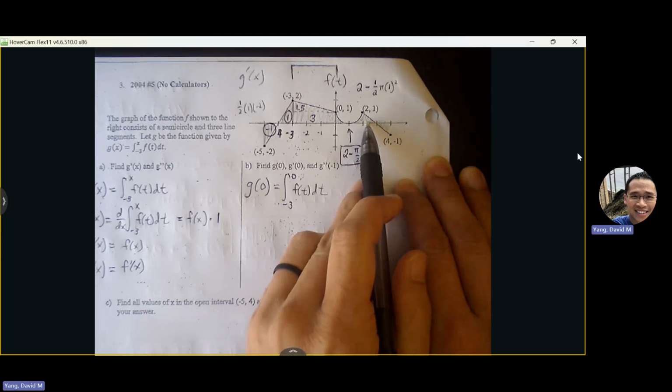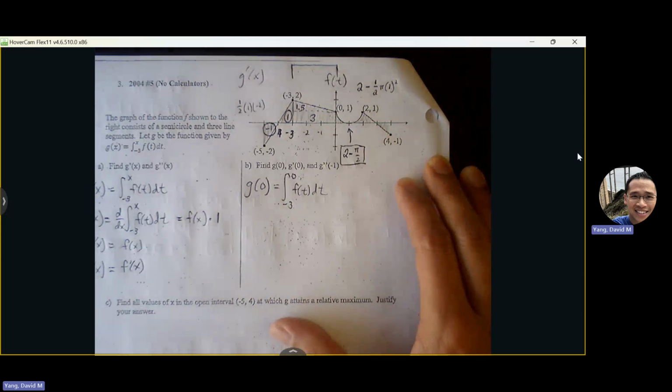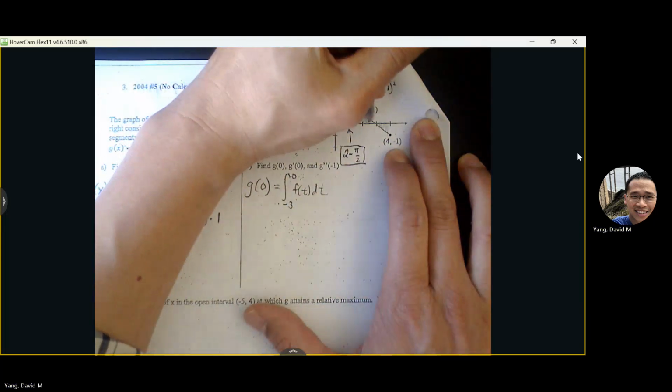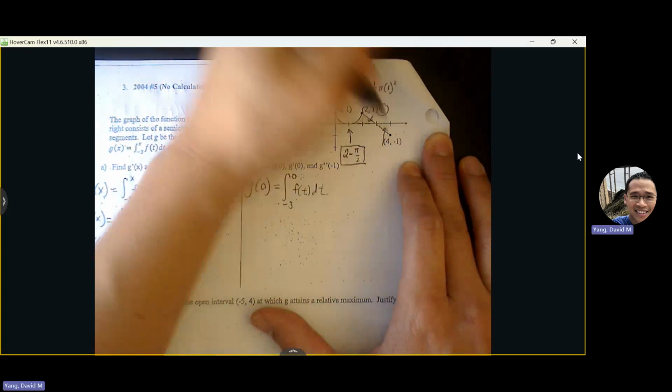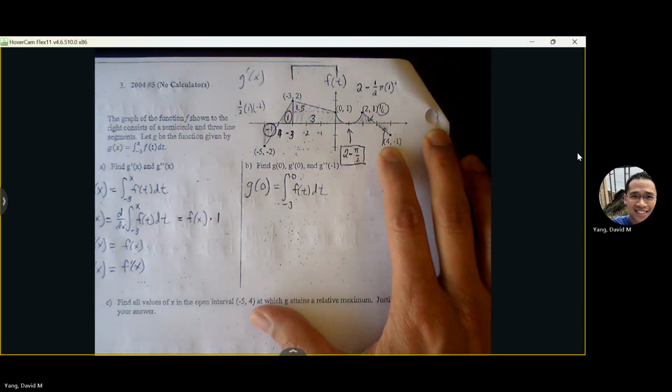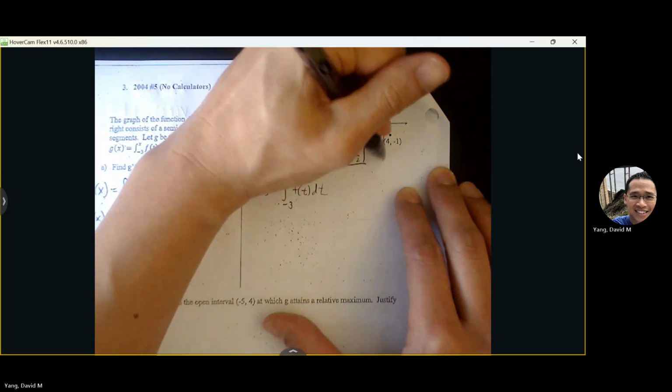Here we see a triangle above the x-axis. That's 1/2 base times height. That's a positive 1/2. And then here, below the x-axis, triangle negative 1/2.